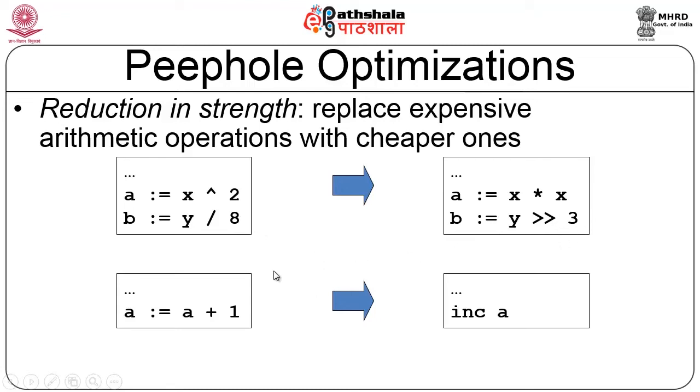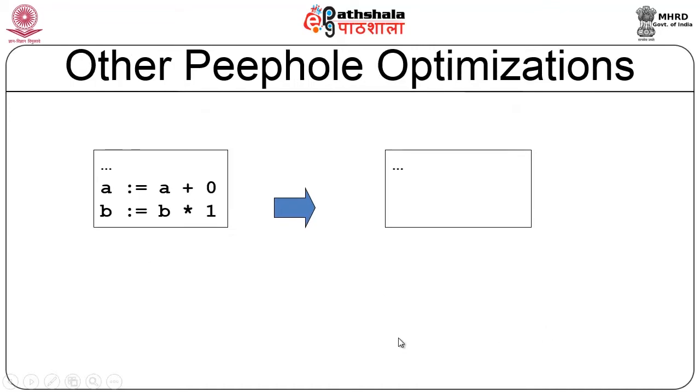Similarly, the next one is use of machine idioms, where I have A is equal to A plus 1 here. This can be replaced with an increment function rather than an add function. So, I am simply incrementing A. So, that can be taken note of here in this instruction.